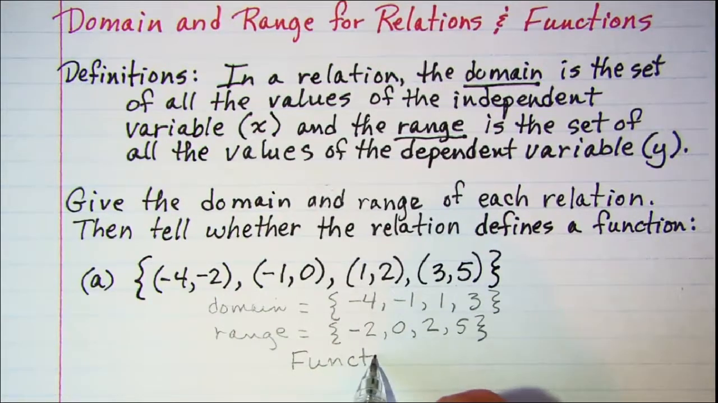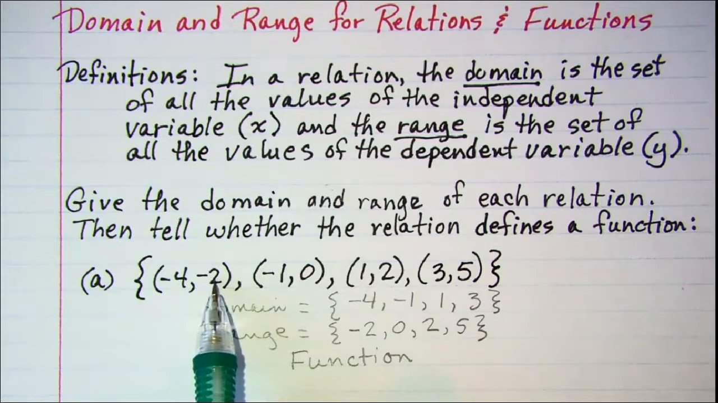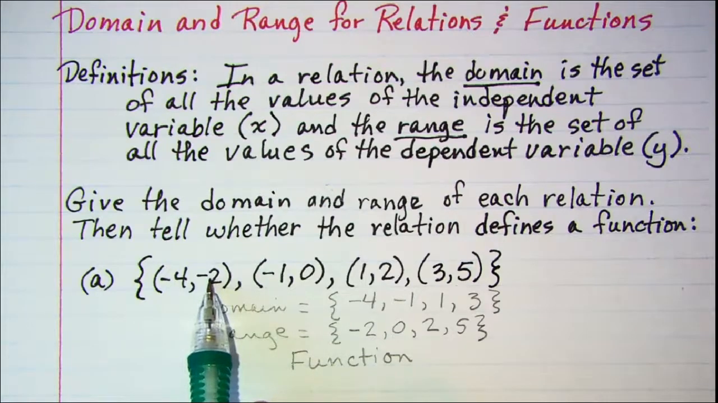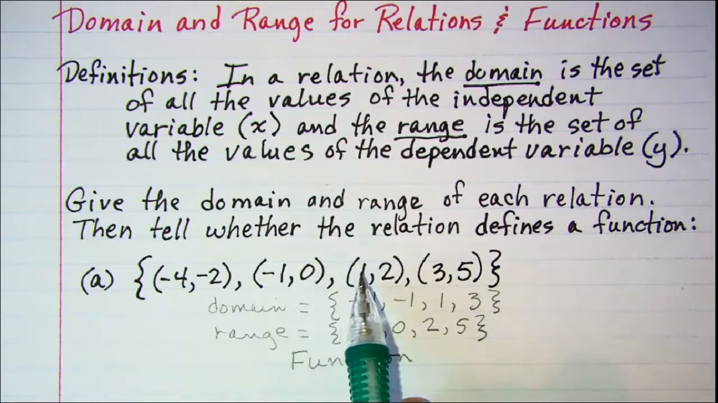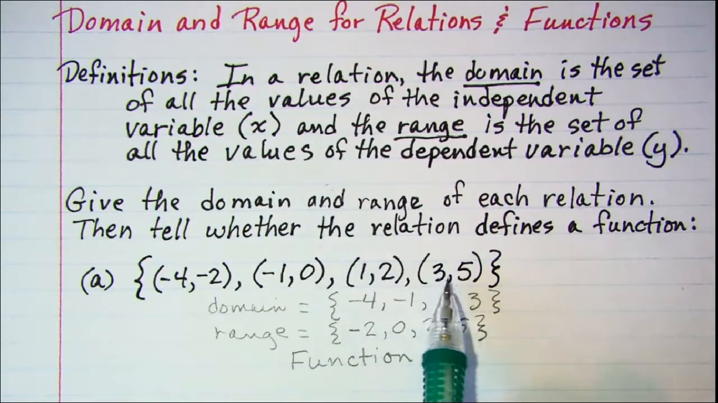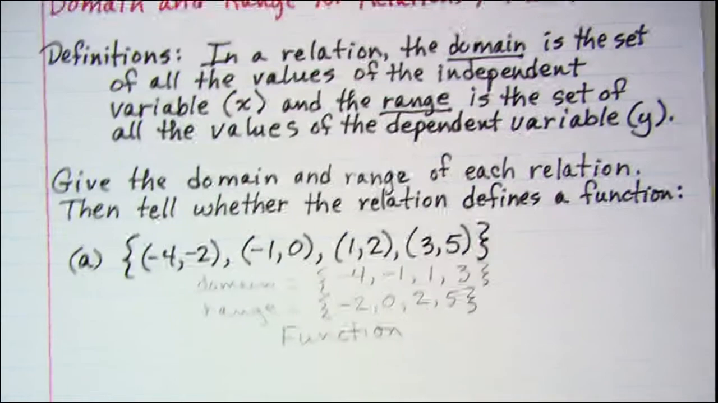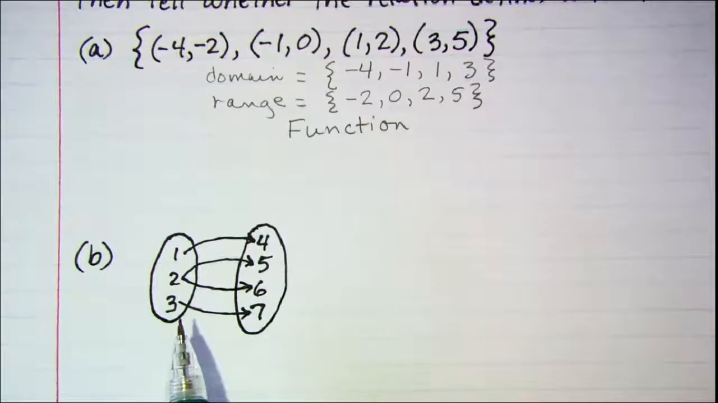And to check to see if it does, you just need to check that every x is paired up with exactly one y. So -4 goes with -2, -1 maps onto 0, 1 maps onto 2, and 3 maps onto 5. A good way to check for this is to make sure that your x values are not repeated. Try another one. This time our relation is shown with a mapping.